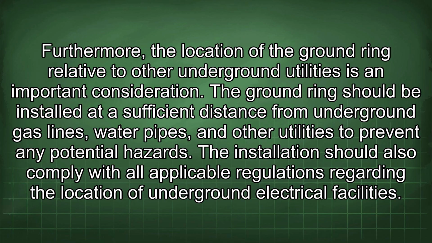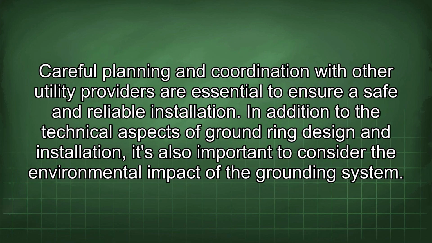The ground ring should be installed at a sufficient distance from underground gas lines, water pipes, and other utilities to prevent any potential hazard. The installation should also comply with all applicable regulations regarding the location of underground electrical facilities. Careful planning and coordination with other utility providers are essential to ensure a safe and reliable installation.